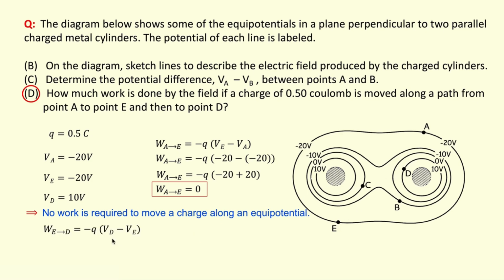If we substitute VD and VE and Q, we get minus 0.5 times 10 plus 20, and we get minus 15 joules. Therefore, the required work to move 0.5 Coulomb charge from point E to point D is minus 15 joules.